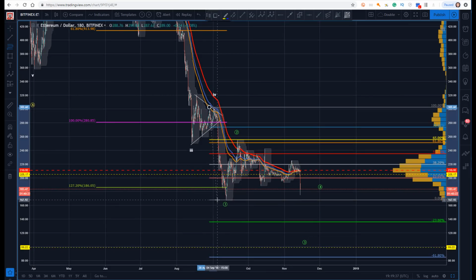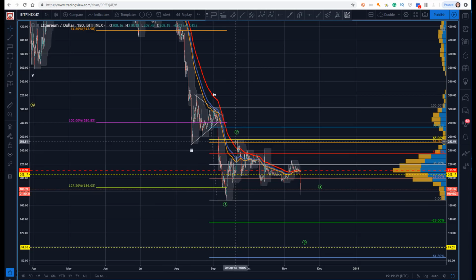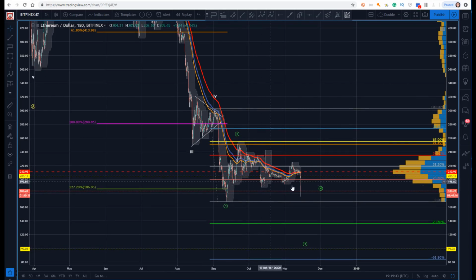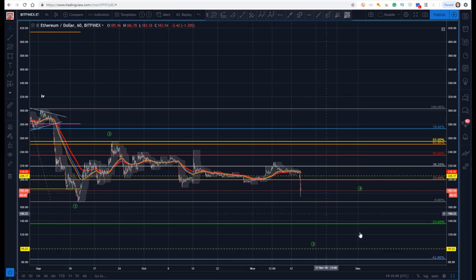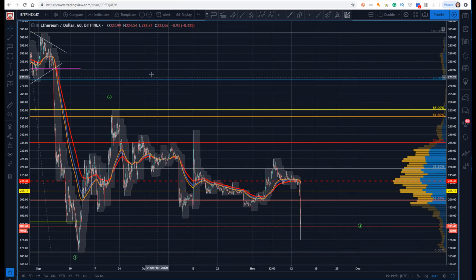From 1 to 2, how do we look there? Well, right to the golden zone. All right, so I've got a strong contender for the 2. Problem is, what after that 2? This, but certainly not. Let's go down to a 1 hour. See if we can make any more sense of that. Certainly doesn't look like your traditional third wave here.